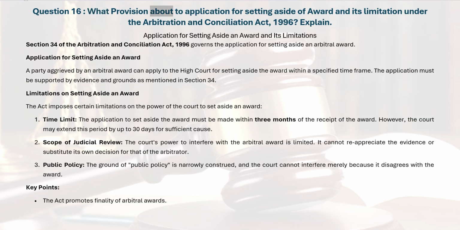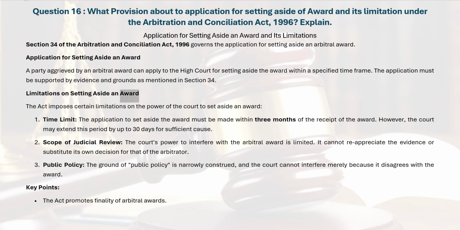Question 16. What are the provisions about the application for setting aside of an award and its limitation under the Arbitration and Conciliation Act, 1996? Explain. Application for setting aside an award and its limitations. Section 34 of the Arbitration and Conciliation Act, 1996 governs the application for setting aside an arbitral award. A party aggrieved by an arbitral award can apply to the High Court for setting aside the award within a specified time frame. The application must be supported by evidence and grounds as mentioned in Section 34.